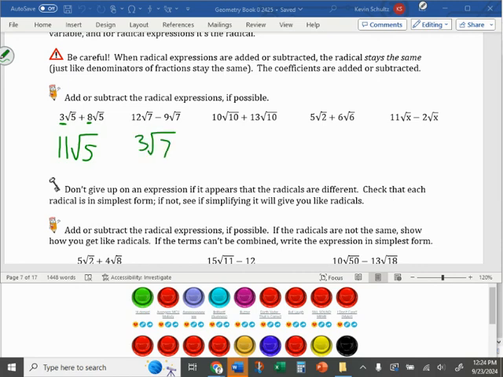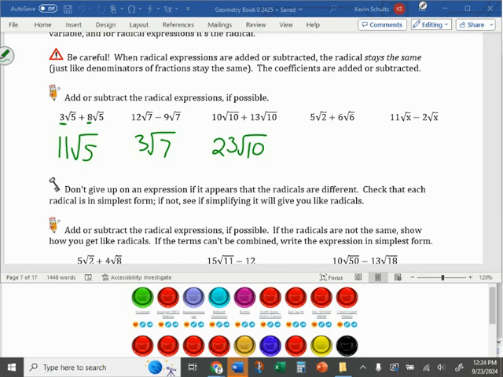Okay? How about the third one? 10 root 10s, we get 13 more. 23 root 10. Again, the coefficients change, the root stays the same, just like denominators in fractions, just like variables in like terms. Do we multiply?